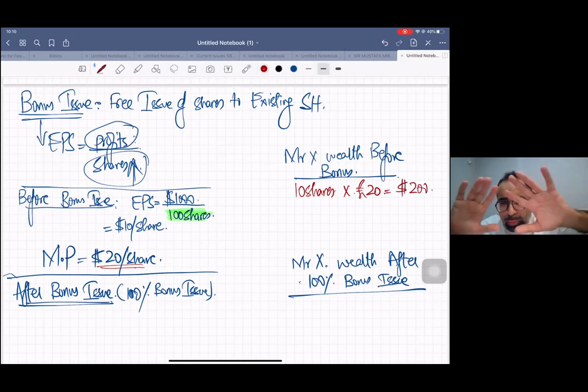So right now there is no bonus issue. Forget about the bonus issue. The company's EPS is 10. And at this EPS, the market price per share is $20. Mr. X owns 10 shares of this company, and 10 shares multiplied by the share price of $20, the wealth right now is $200. Have a look, relax, have a look.